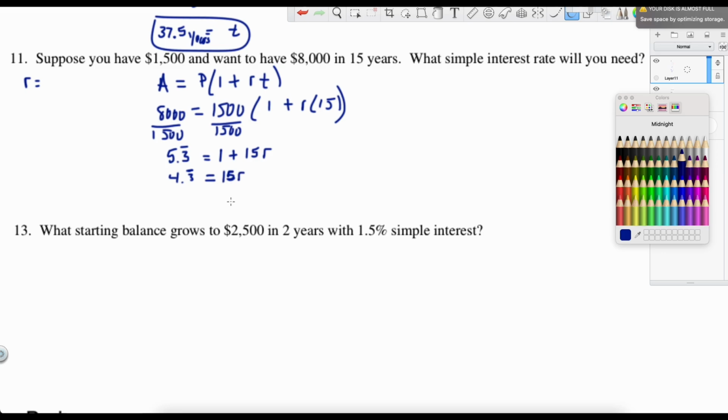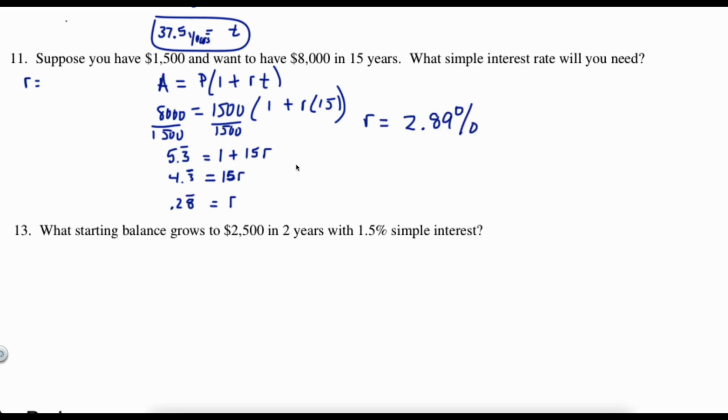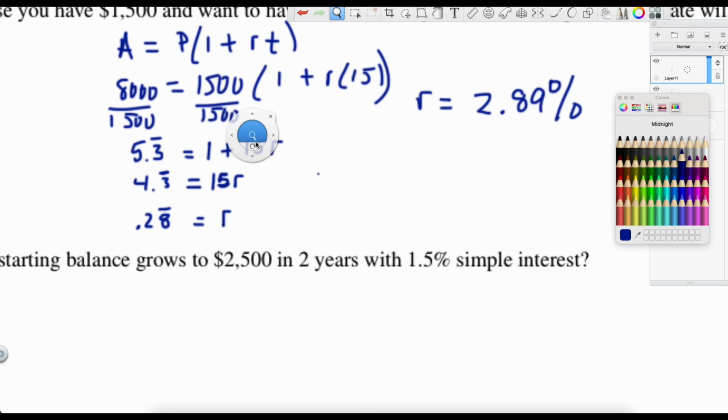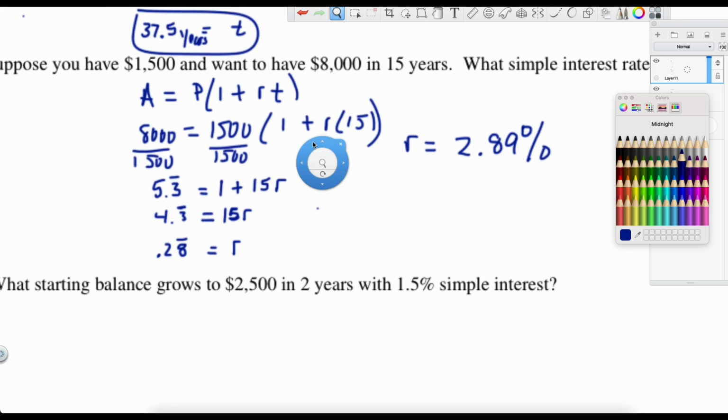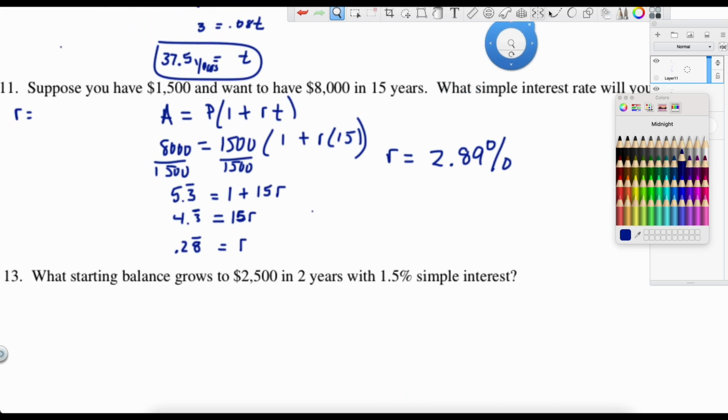And we're going to divide by R on both sides. And I get 0.28 repeating. Okay, so we end up getting 0.28 repeating as our rate as a decimal, so we can say that's a 2.89% interest rate.